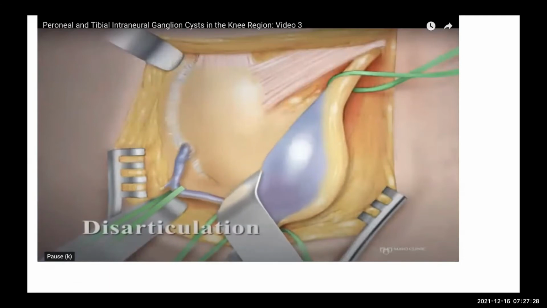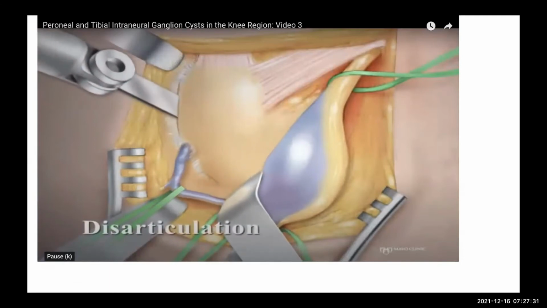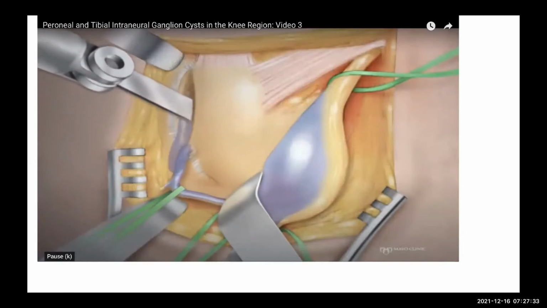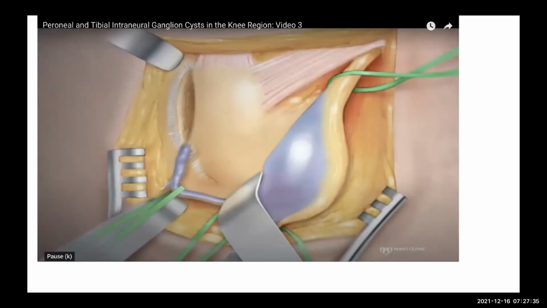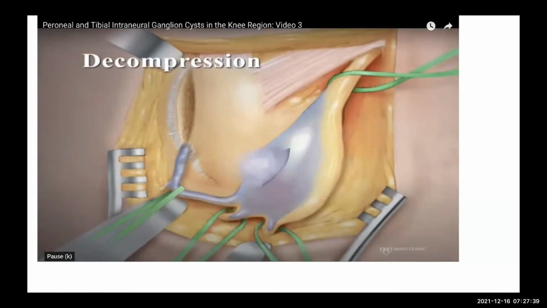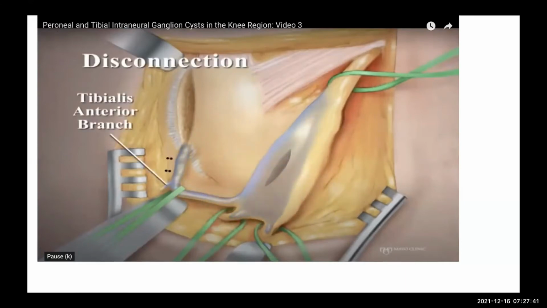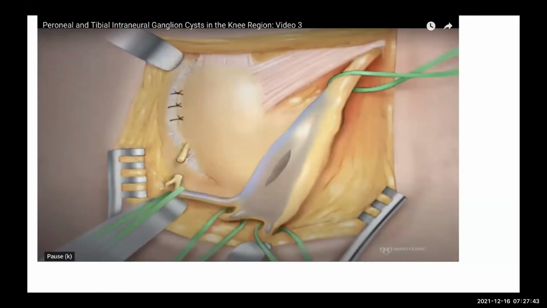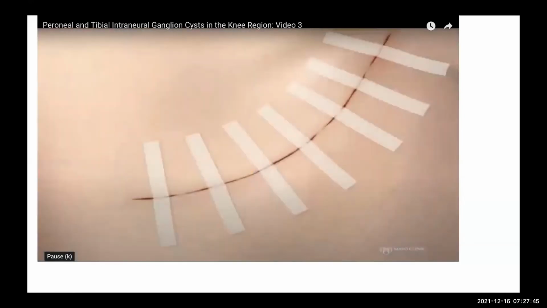This is them showing the dissection. You're having to isolate each nerve, then use an oscillating saw to open up that synovium. You'll cut into the cyst. It decompresses. Then you have to do a neurolysis and close the synovium.